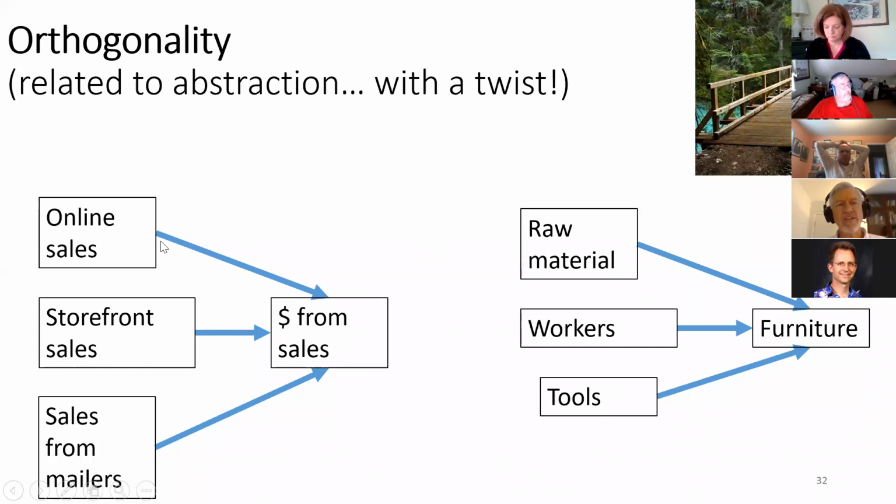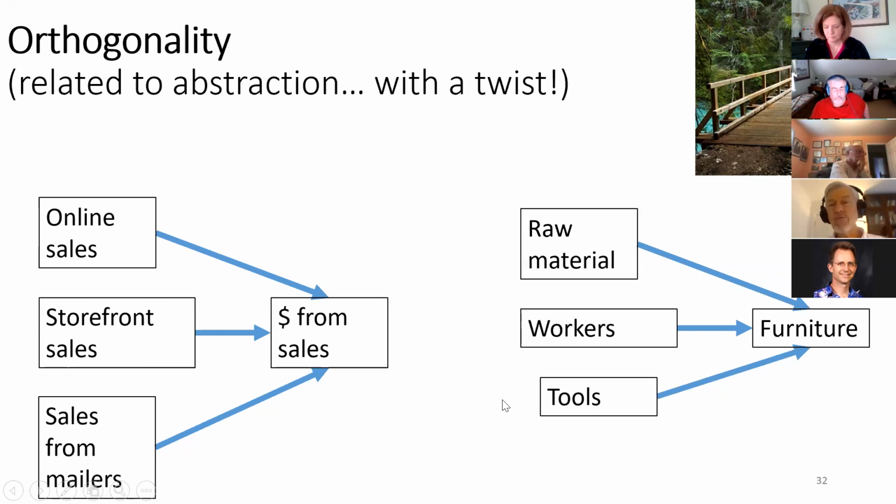With abstraction, you could, for example, say that our online sales bring us money, our storefront sales bring us money, and the sales from our mailers bring us money, and those all come together to have the money from sales. That's not really orthogonal, because all of these approaches to sales or sources of sales can be abstracted into one.